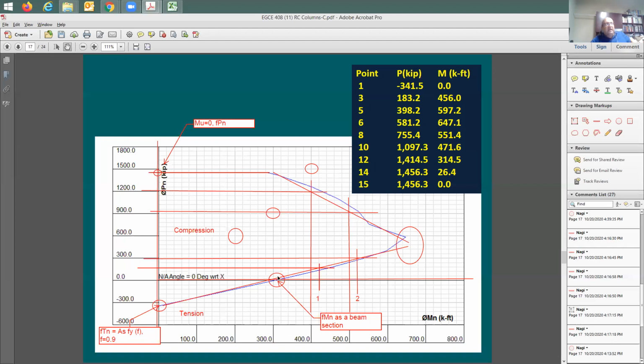I'm going to introduce a new point here. How about this point here? What happened? We're going to have only tension force and no moment, correct? Moment here equal to 0, right? And only tension force. The capacity in this case is going to be equal to phi Tn.